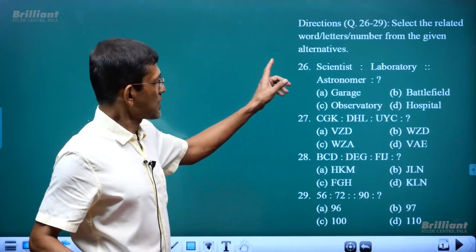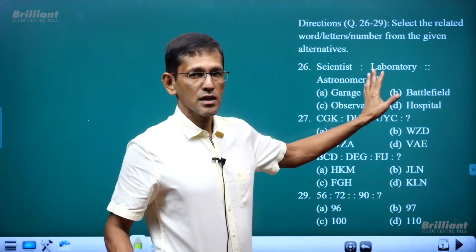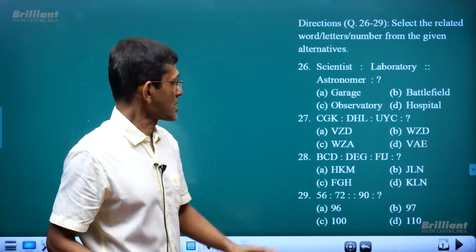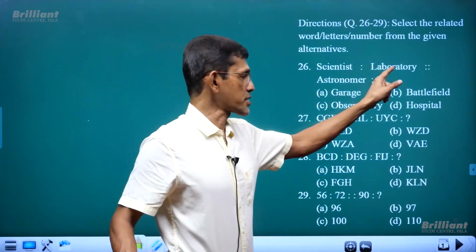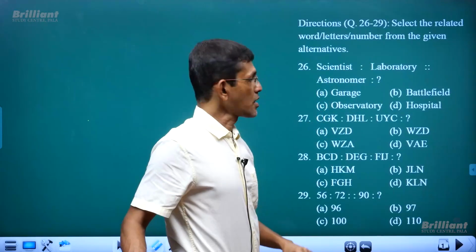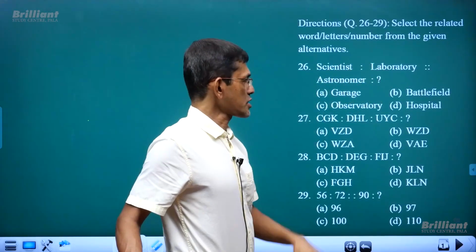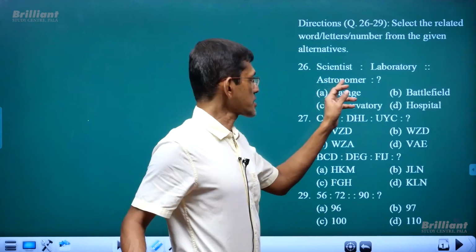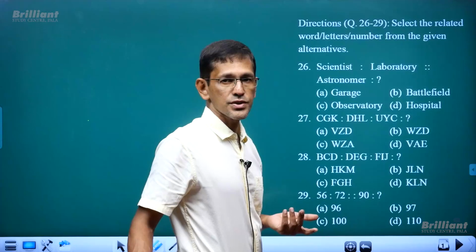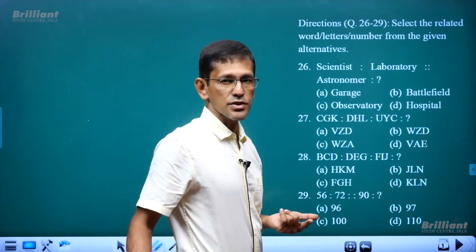We start from verbal analogy questions today, and most days that's where we begin, right? Okay, so this is scientist is to laboratory, so professional and the place of work. Scientist is to laboratory. In the same way, astronomer is to what? Garage. Well, who works in the garage?